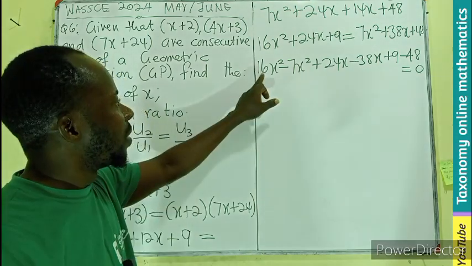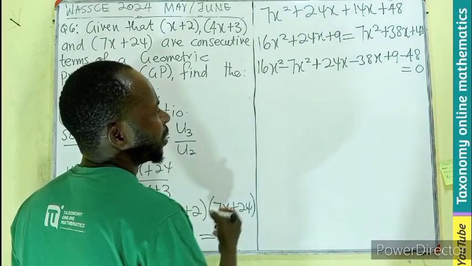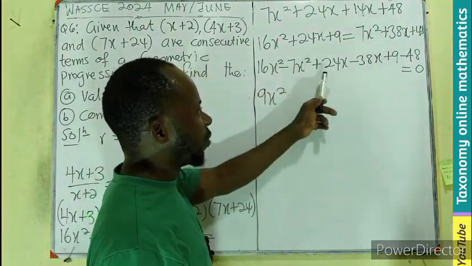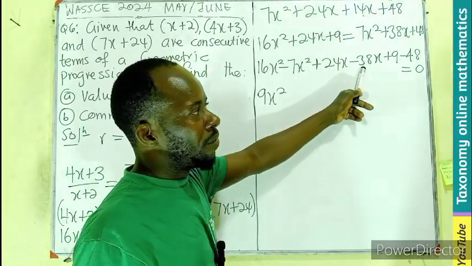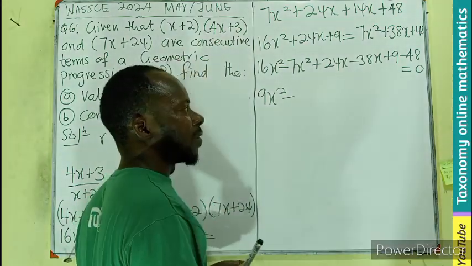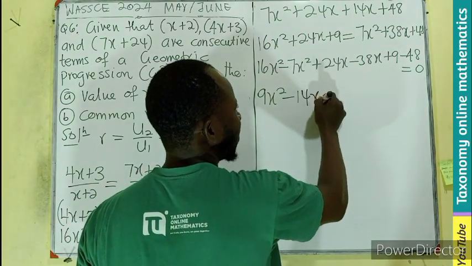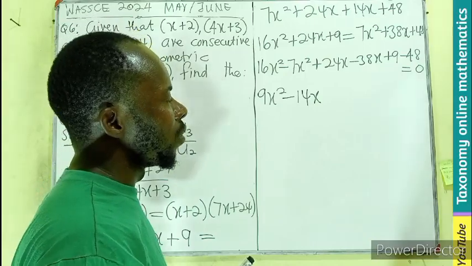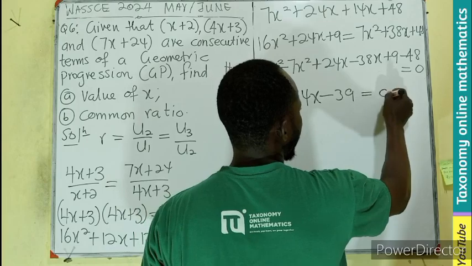So what do we do? 16 minus 7 is 9, so I'll be having 9x squared. In the case of the x terms, 24 is less than 38, so if you subtract, you get a negative value. Meaning 38 minus 24 is 14, so minus 14x. 9 minus 48 will be minus 39. So minus 39 equals 0.